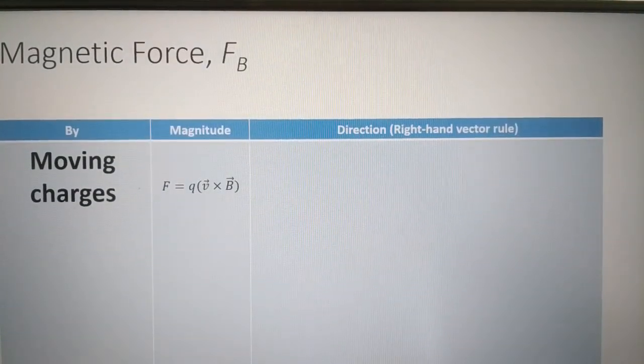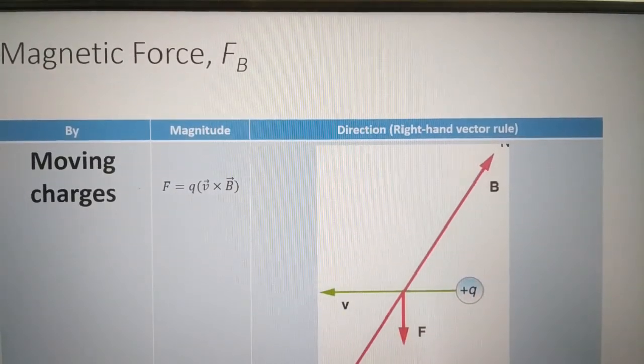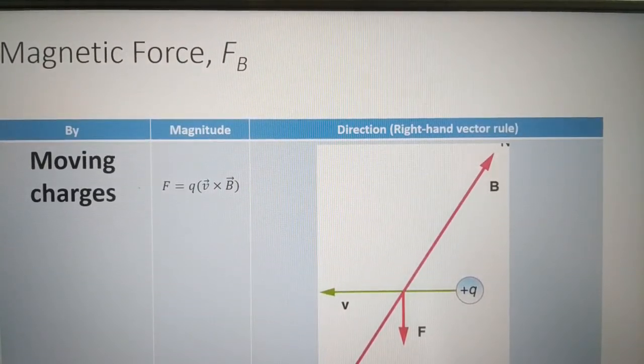First, we are going to determine the magnitude of magnetic force and its direction for moving charges. What is the magnitude? How do you find the magnetic force experienced by moving charges in a magnetic field? This is the formula: F equals q v cross B. It is very important to know this vector product, v cross B. This force is the product of this vector multiplication. What about the direction? Use the right hand vector rule.